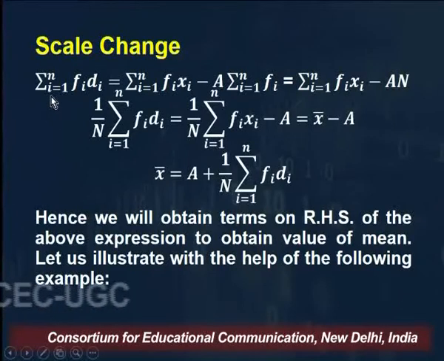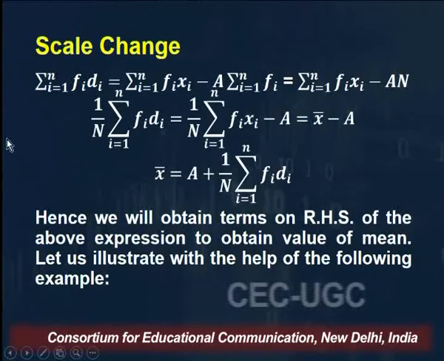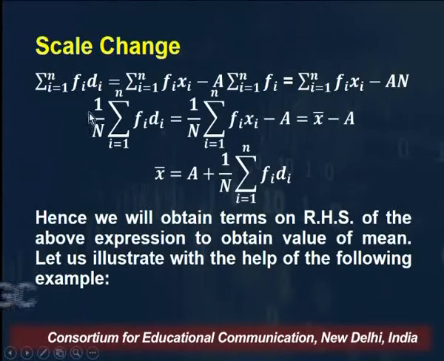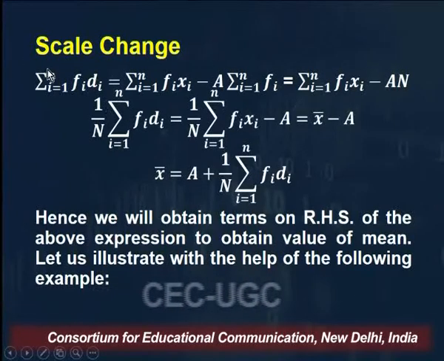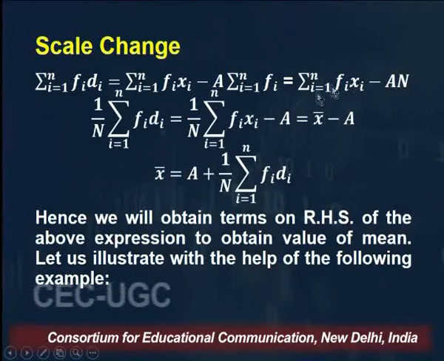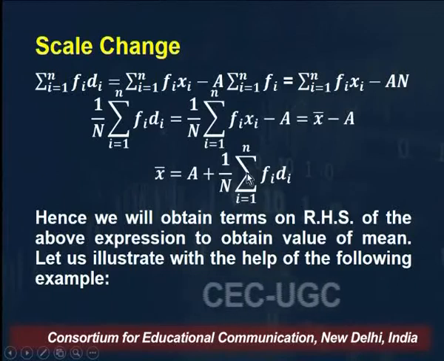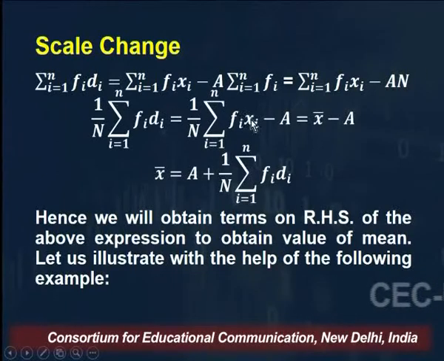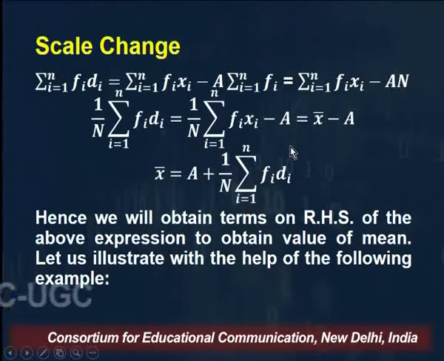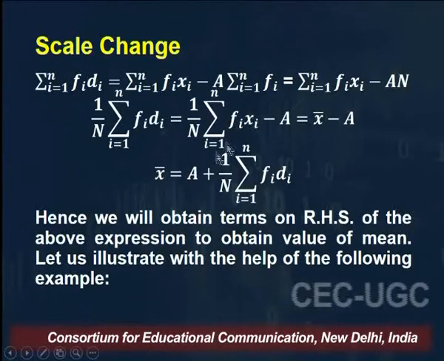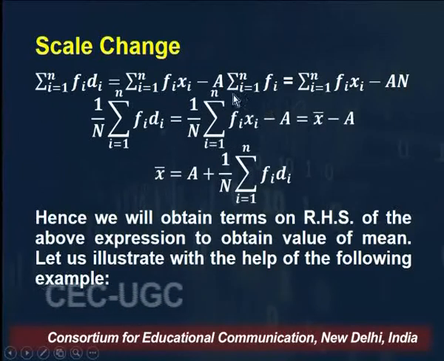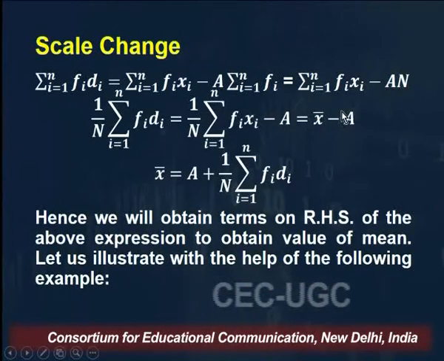What we need to do is divide by capital N on both sides. Once I divide, it will be 1 by capital N summation i equal to 1 to n fi di, which will be equal to, dividing this quantity also by capital N, 1 by N summation fi xi minus A into N by N, that gets cancelled. So I am left with 1 by capital N summation fi xi, i going from 1 to n, minus A. And remember, this was the definition of x bar. Therefore this will be equal to x bar minus A.